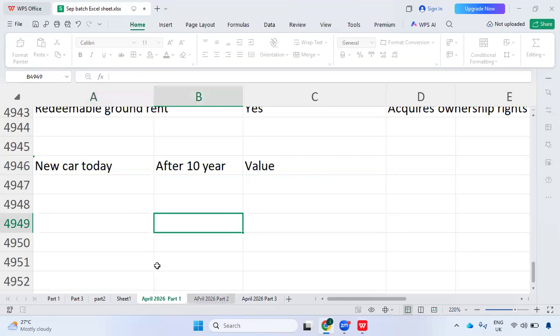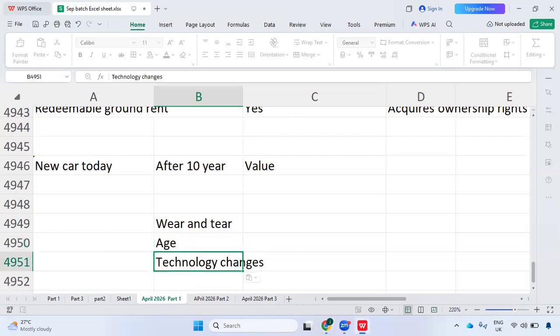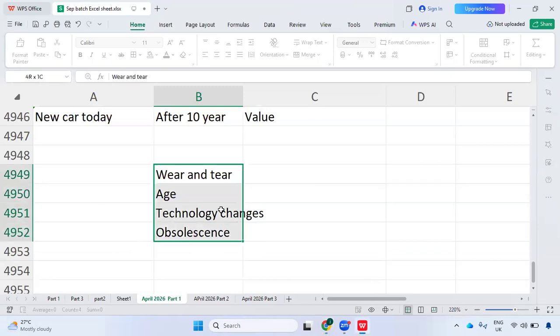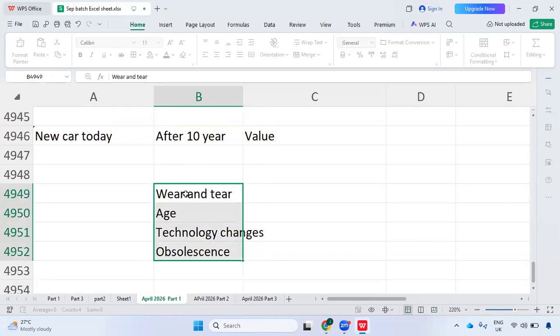Because of wear and tear. We are using it, right? Wear and tear are because of age factor, because of life of the asset, or technology changes as well, or any obsolescence. These are the reasons for decrease in value of the asset. If you are buying an asset, definitely we will use the property, which will reduce the value of the property. We call this wear and tear and age.